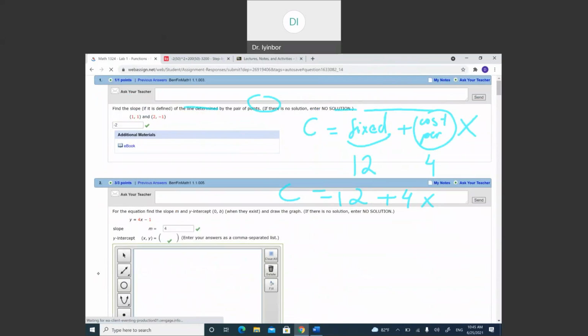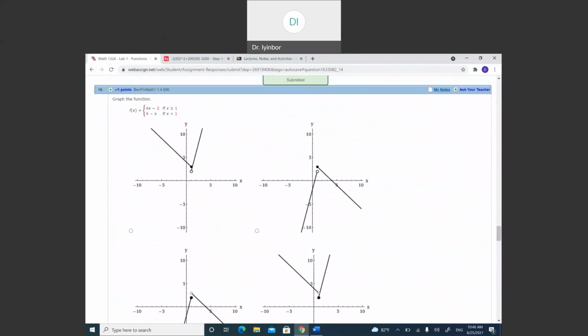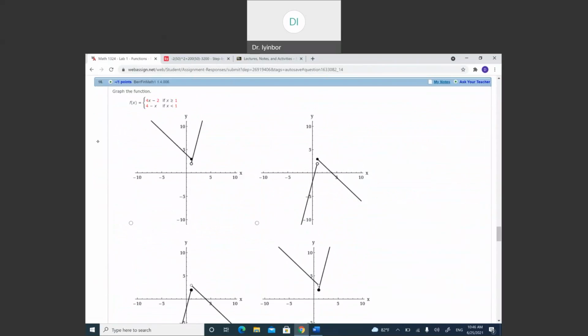Okay. Then we have another one, finding the graph. So here we just have to pick which one is the right one. And you have an equation of y, and you have to analyze the function. So looking at my first equation, this is called a piecewise function, which means you have different graphs for different x's.